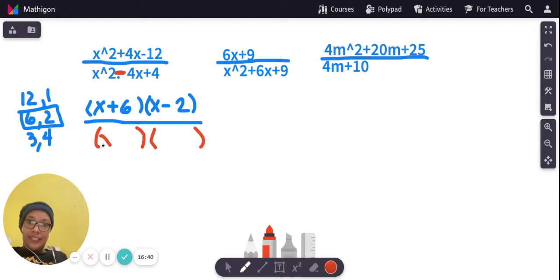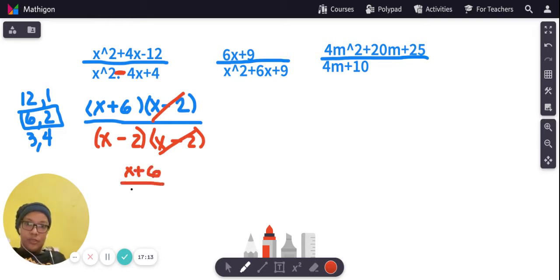X. Okay, I'm teaching you again, we are reviewing here. So, 2. So, where will you get the sign? Square root of x, square root of 4, 2, 2. Since they are the same, and this is negative, that is negative. Okay? So, what now? You cancel this, cancel that. Your answer is x plus 6 over x minus 2. That is your answer.